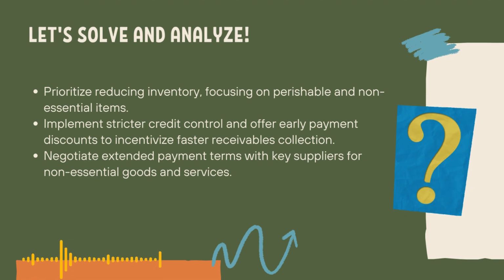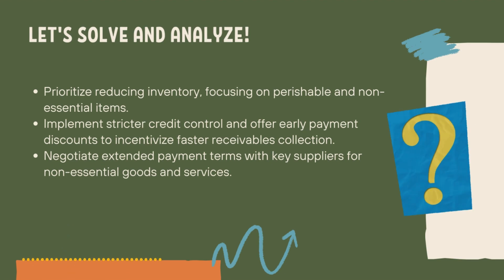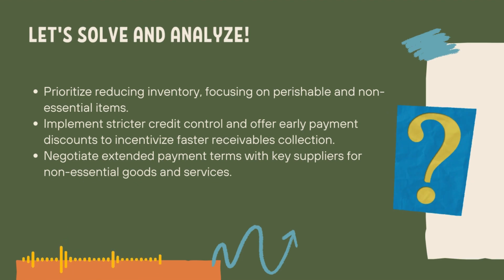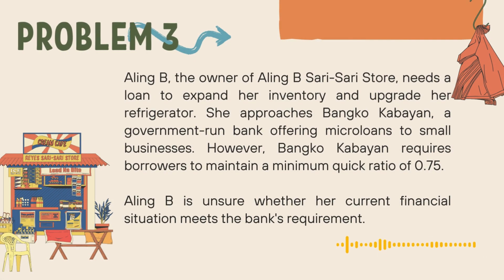Number three is negotiate extended payment terms with key suppliers for non essential goods and services. This provides breathing room without incurring additional debt. Okay, so I have another, number four, they could potentially raise additional capital to provide immediate cash and support further growth. Now for problem number three.